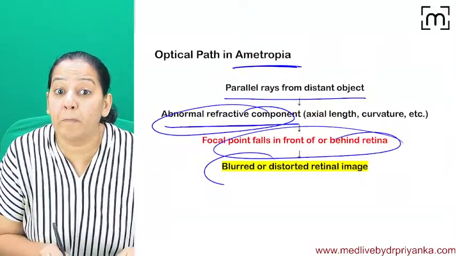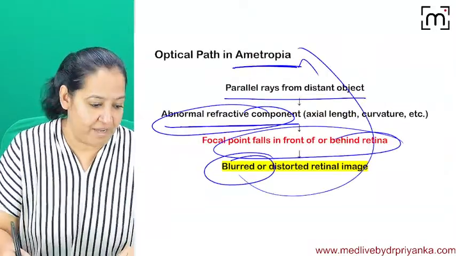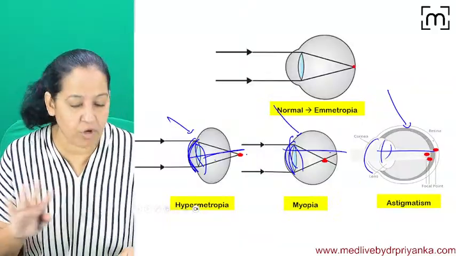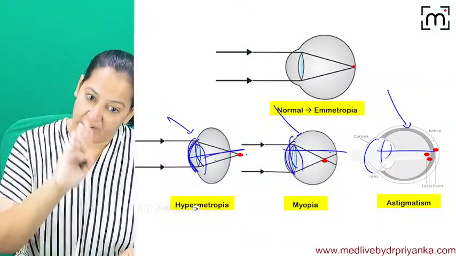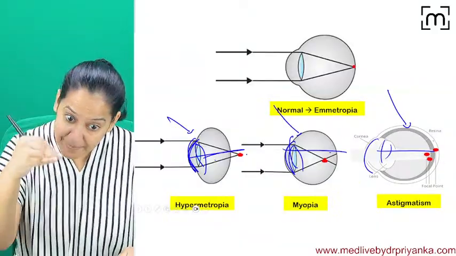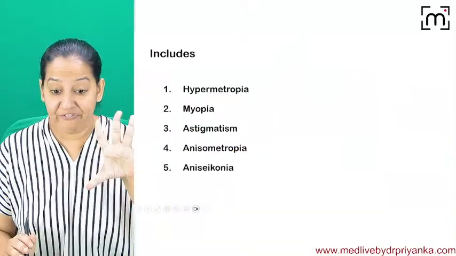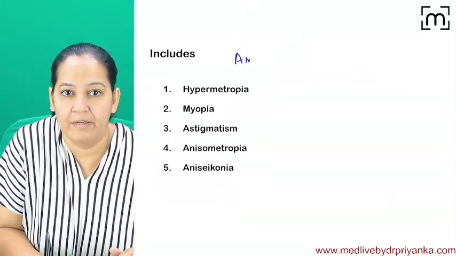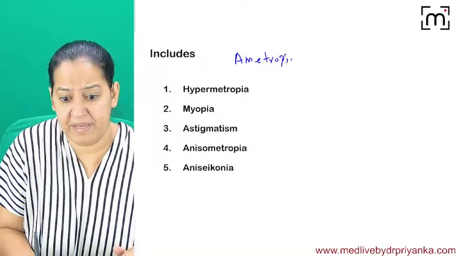And that leads to a blurred image, and that is known as Ametropia. Yes, the image is not formed on the retina. It is formed either in front of the retina or beyond the retina or in multiple meridians. So that is the thing. There are 5 types of Ametropia.